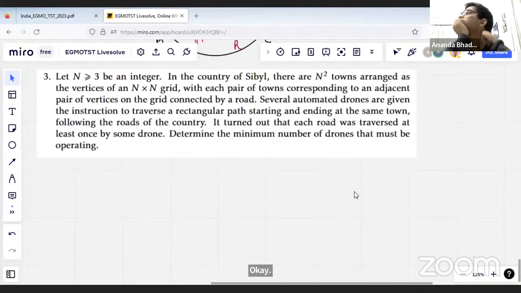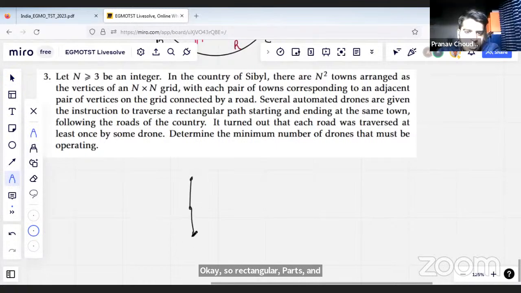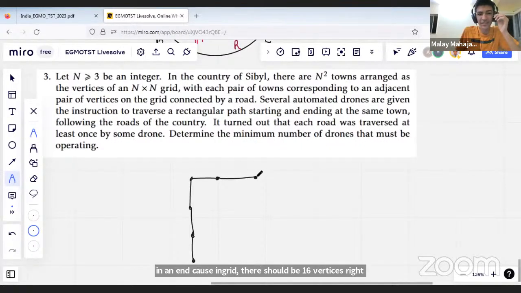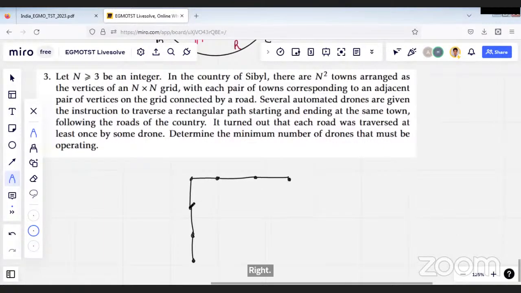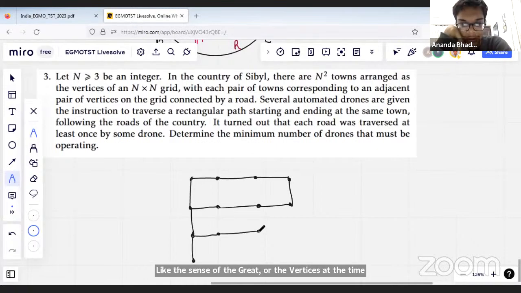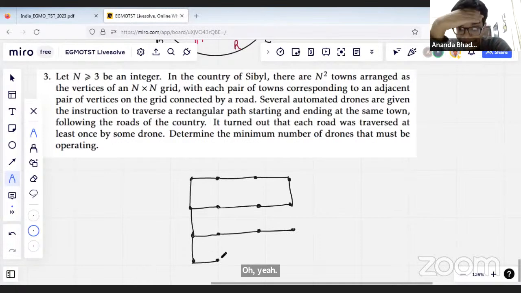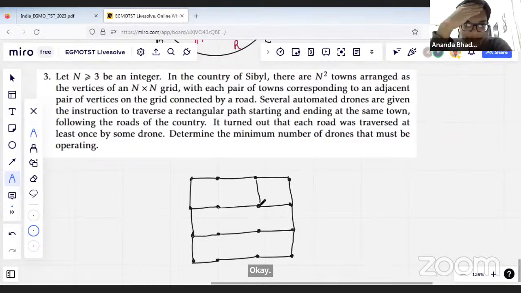Okay, so rectangular paths and, wait, what? In an n cross n grid, there should be 16 vertices, right? Yeah, n plus 1 squared vertices. Let's just assume the cells of the grid are the towns. So the cells are the towns. Wait, so why does it say vertices of a grid?